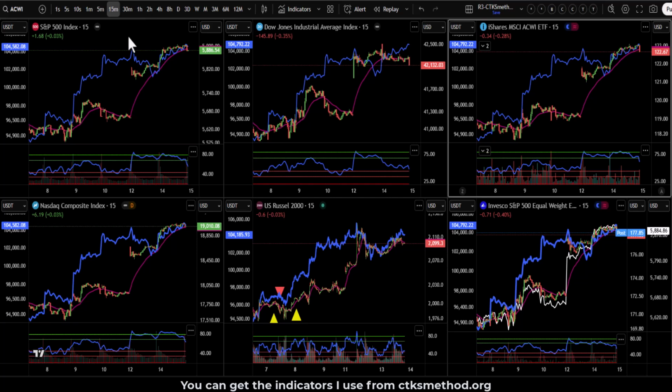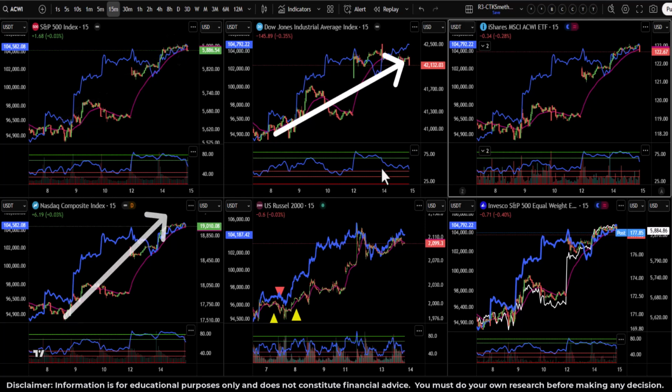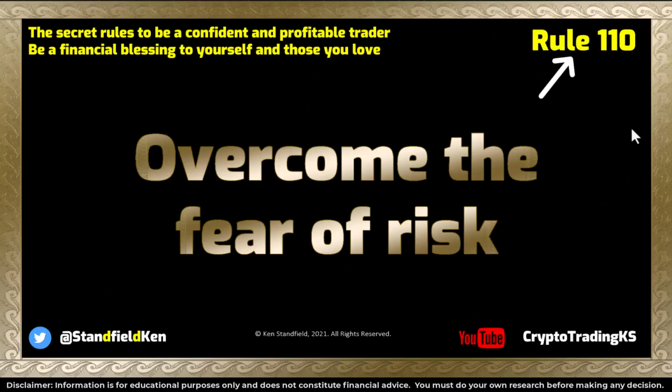So what we can see very plainly is that the major index futures are coming up. The VIX is going down, junk bonds is coming up. You're going to have extreme fear inside financial markets if you can't read across charts and stack probabilities. Rule 110 can really help you out. Overcome the fear of risk.